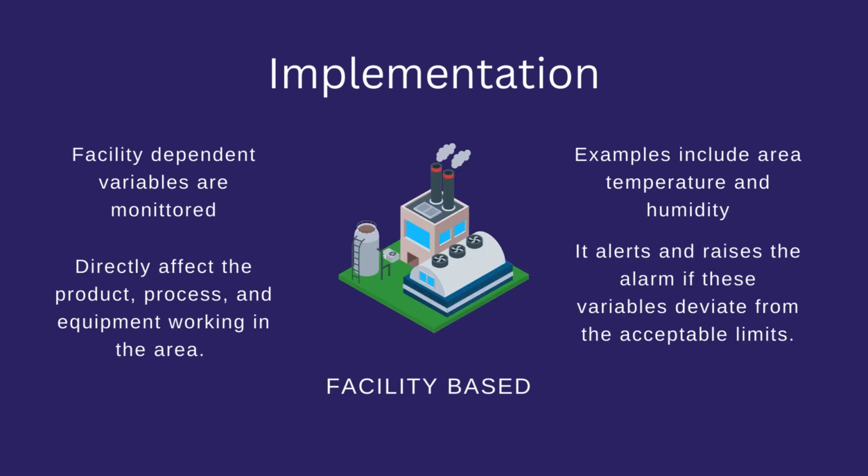Facility based. In facility-based remote monitoring, all area or facility dependent variables are monitored, usually environmental and safety related. An example is the area temperature and humidity critical to the product. These parameters are remotely monitored and sent to the central controller for analysis by the software. It alerts and raises the alarm if these variables deviate from their acceptable limits.